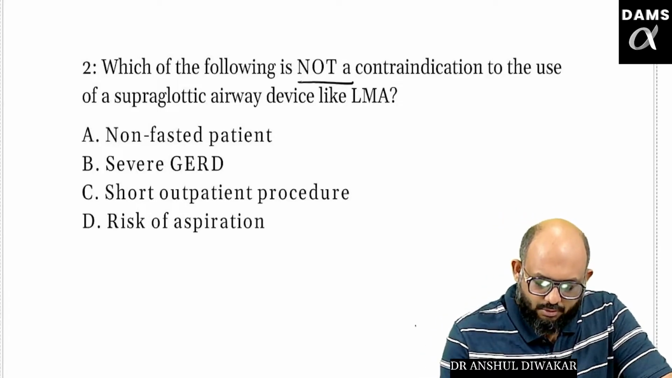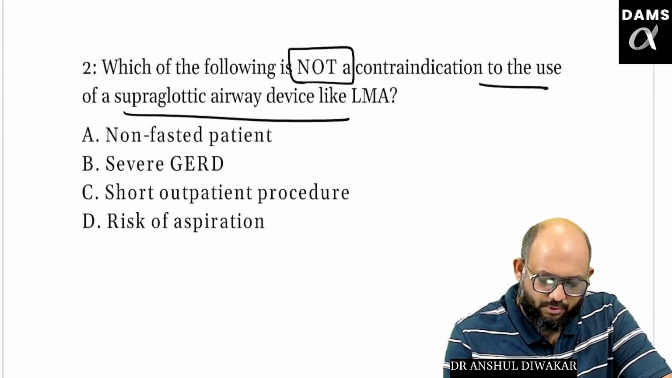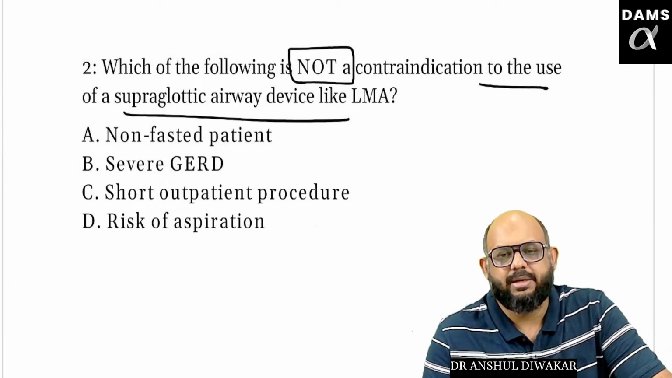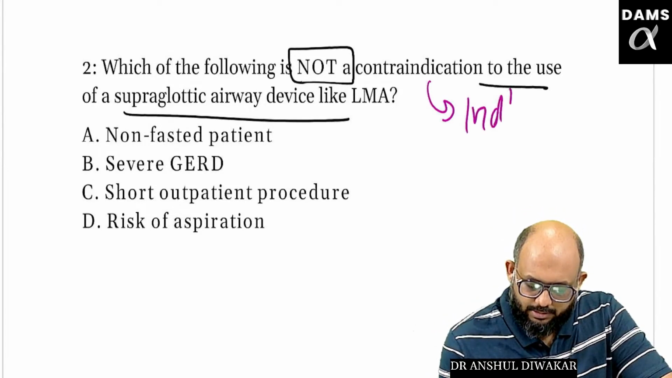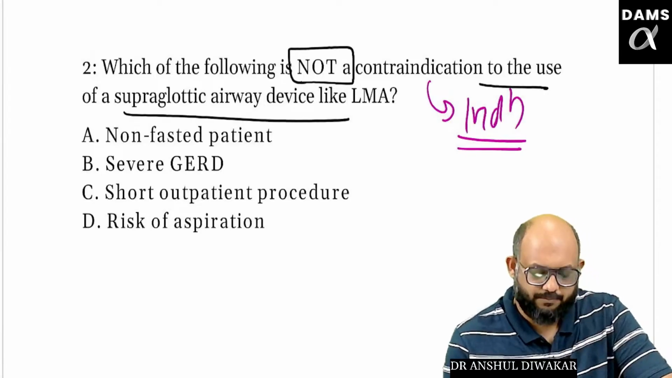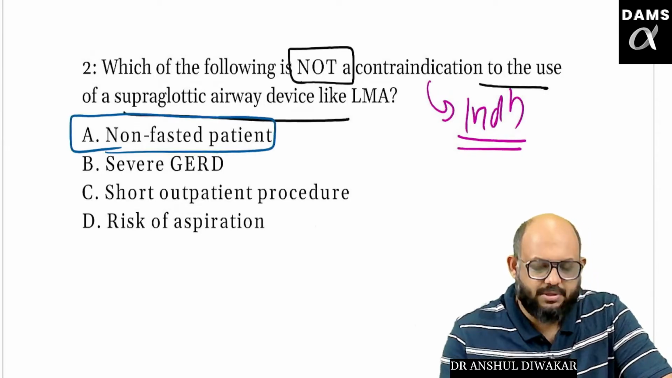Which of the following is not a contraindication to the use of a supraglottic airway device like LMA? Not a contraindication means indication. So a double negative is a positive. Can you use it in a non-fasted patient?